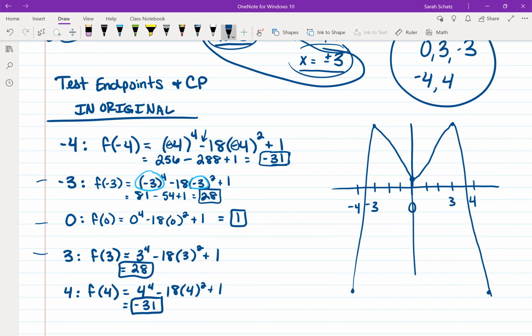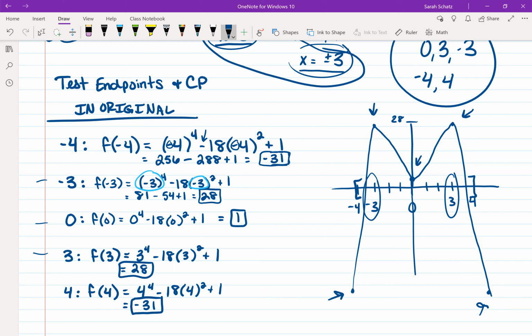And remember what absolute min and max is. It's just which one's highest and which one's lowest on this closed interval. So on my closed interval, what's the highest y value? Well, it's this one at 28. Where did it occur? What x value gave me a y value of 28? Well, it was actually 2 of them. Both 3 and -3 gave me this absolute max value.